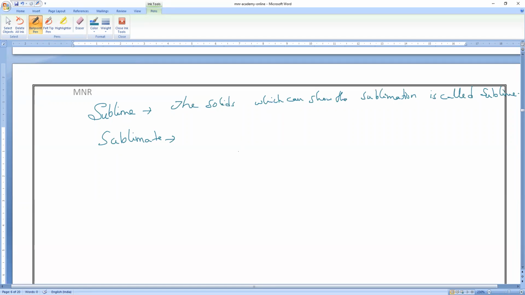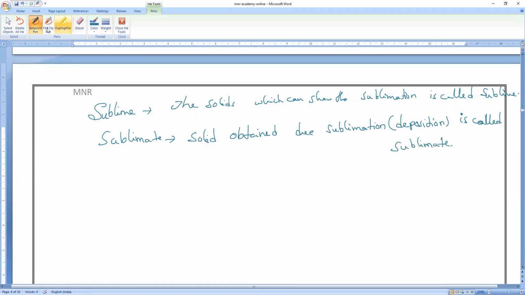Okay, next. The solid obtained due to sublimation. Sublimation means what? Obtaining the sublimation. What is that process? Deposition is called sublimate. Is it okay, guys? Everybody? But both the meanings are the same. Yes or no? Sublime or sublimate? Yes or no?